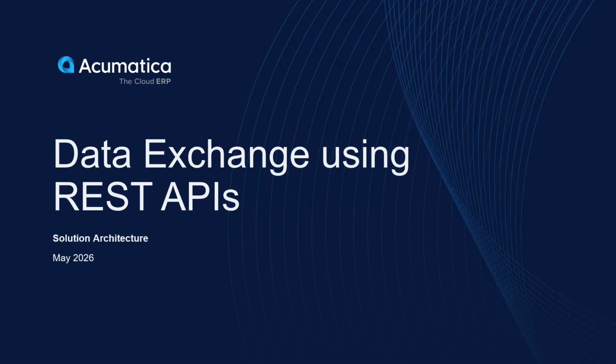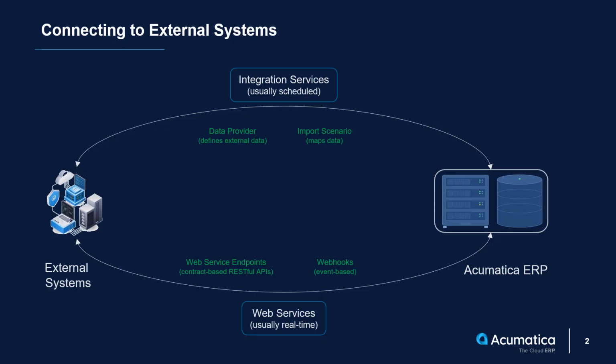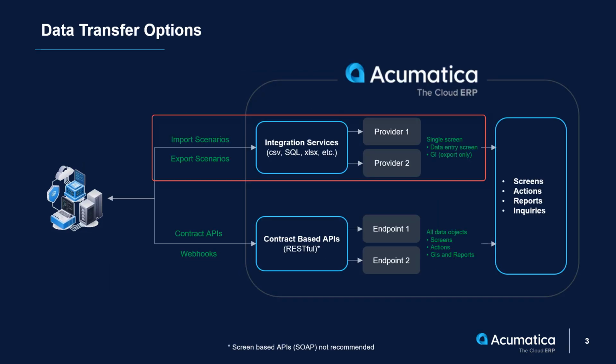Data exchange using REST APIs. Acumatica provides integration services and web services so you can communicate with external systems. Integration services are easy to set up and are often used to exchange data using CSV or Excel files. These processes can be automated using file synchronization and a secure FTP site.